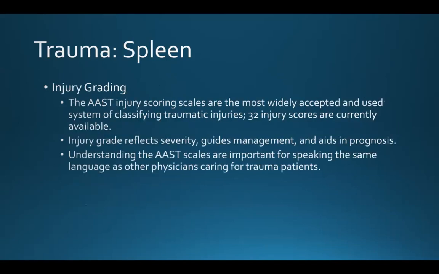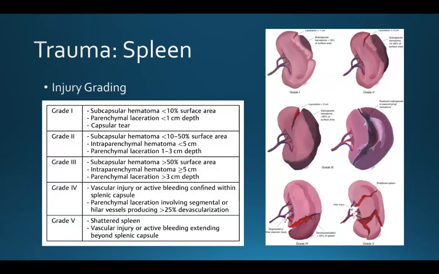Whenever we evaluate a trauma patient, we want to grade their injury, and we use the AAST injury scoring scales because they are the most widely accepted and used system of classifying traumatic injuries, and 32 injury scores are currently available. The injury grade reflects severity, guides management, and aids in prognosis. And understanding these scales is important for speaking the same language as other physicians caring for trauma patients.